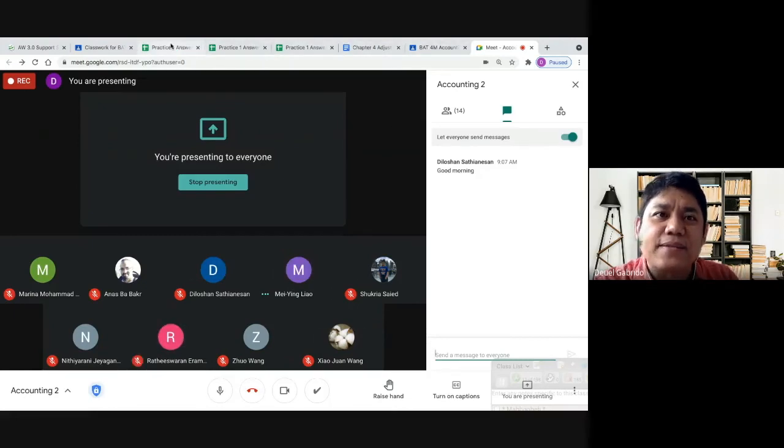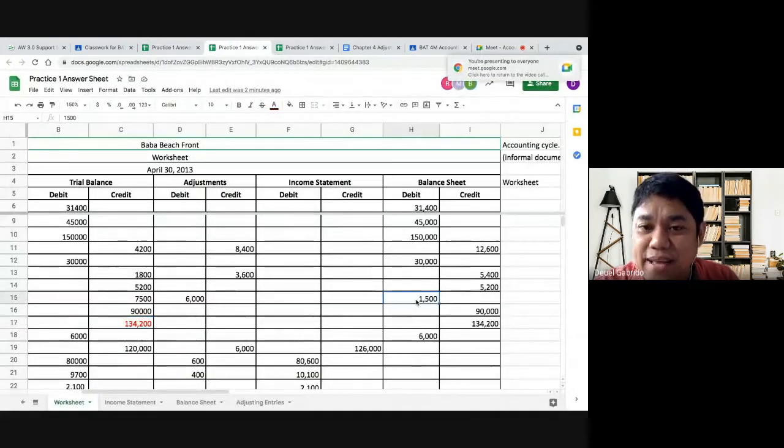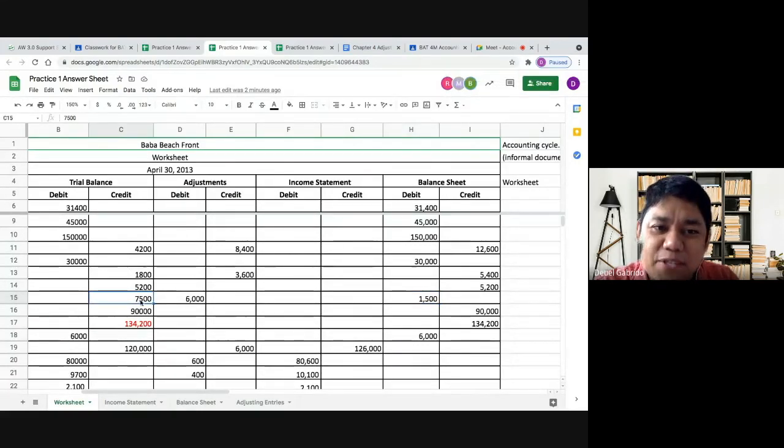Okay, so let's see. I know the mistake now. The 1,500 here, guys, must not be on the debit, because look, this is what she's saying. The unearned revenue 7,500 credit, subtract 6,000 debit, right? Which is bigger, credit or debit? That's the mistake. When we subtract, the difference is 1,500, but this 1,500 should not be on the debit, but must be on the credit.